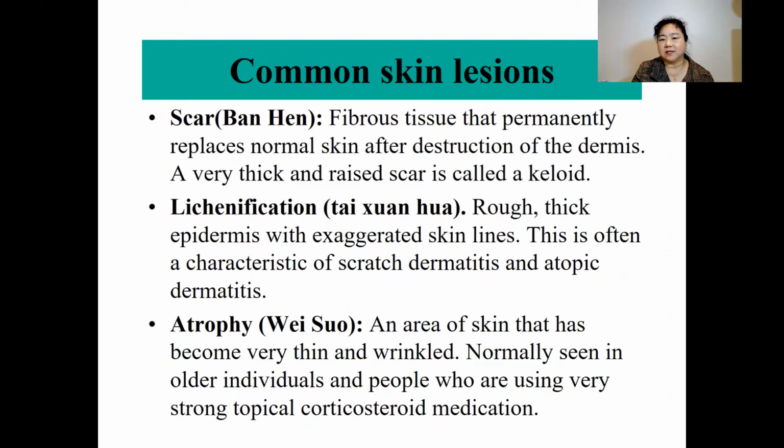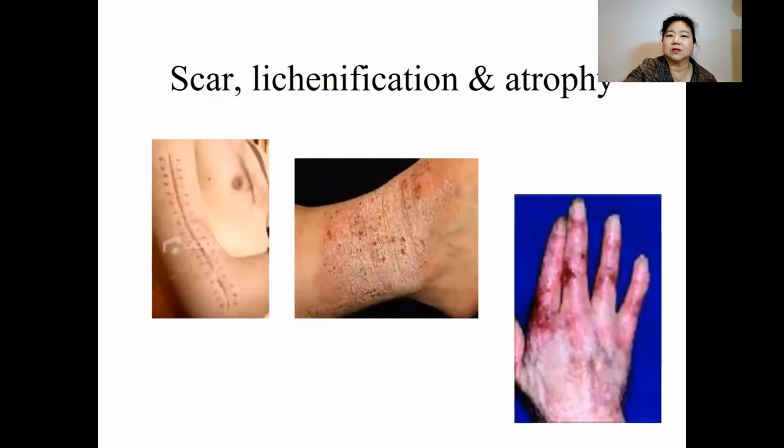Atrophy is an area of skin that has become very thin and wrinkled, normally seen in old individuals and in people who are using very strong topical cortisone steroid medication. Here are some photos of it.